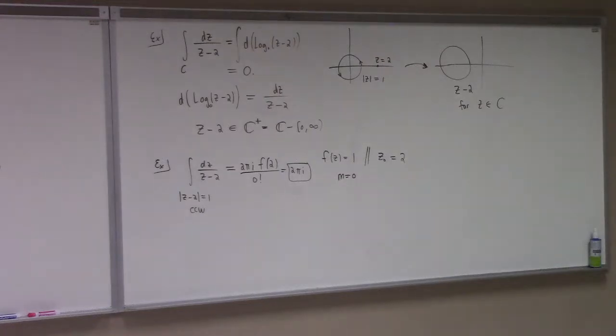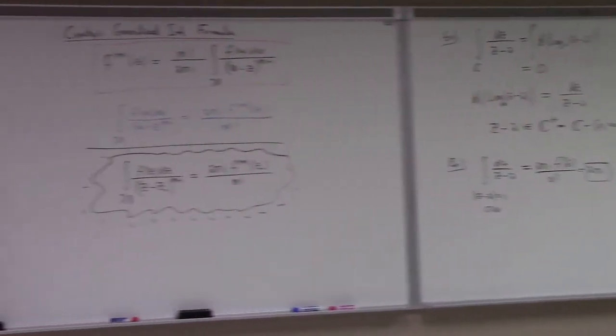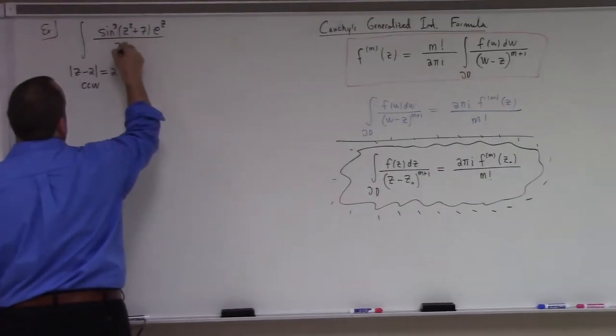But let's look at another example. What if we were going to integrate over that same circle, |z minus 2| equals 2, counterclockwise oriented. And suppose we had, I don't know, sine cubed of z squared plus 7 e to the z, divided by, I don't know, z minus 2.